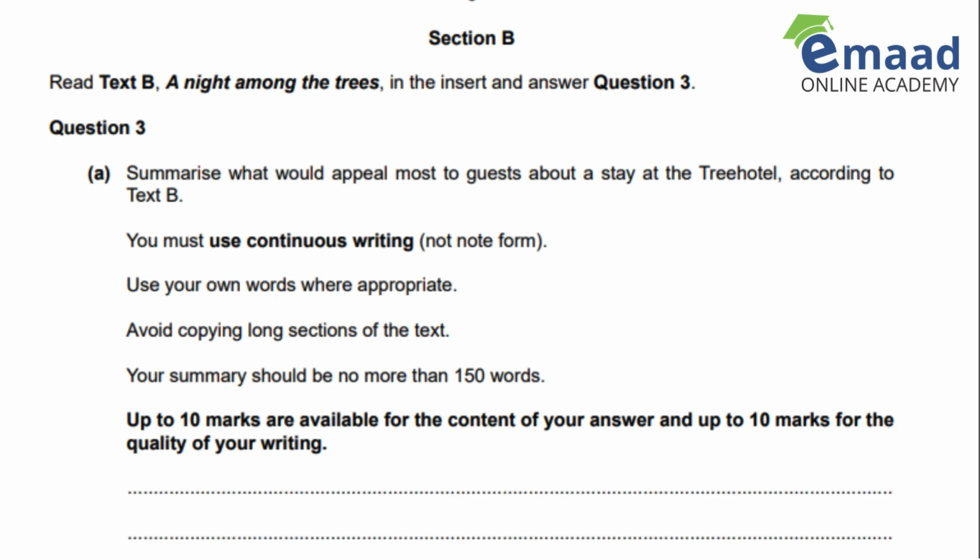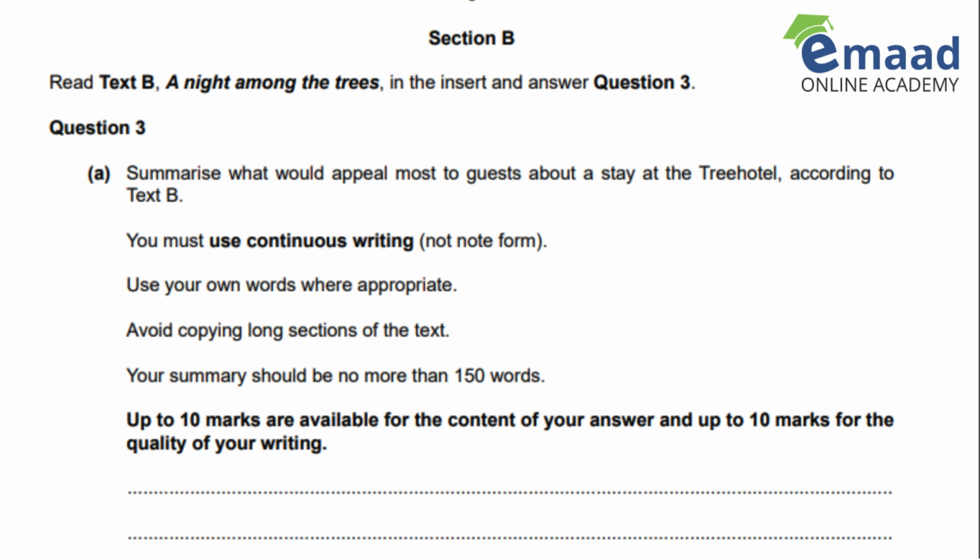You must use continuous writing. It means don't let it be in bullets or points or note form. Rather, you have to write continuous writing in paragraphs or something like that. Use your own words where appropriate. Avoid copying long sections of the text. Your summary should be no more than 150 words. So keep in your mind all these things.